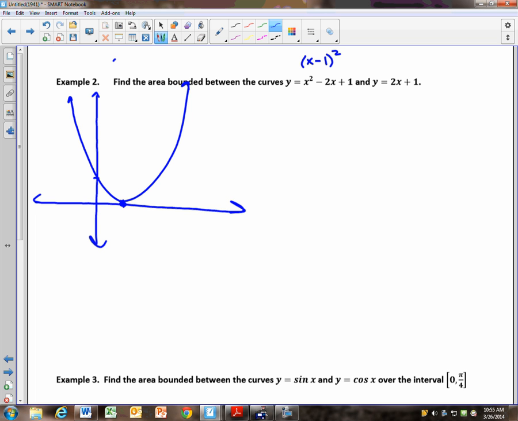So part of what I love about these sections is you're going to have to be able to graph a lot of stuff. Y equals 2x plus 1. What does that look like? Up 1, slope of 2. So something like that. So it's easy to see one intersection point, isn't it?